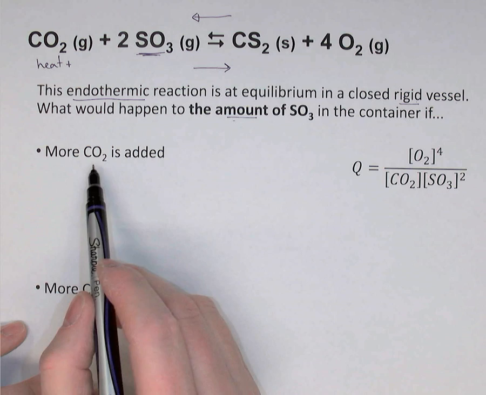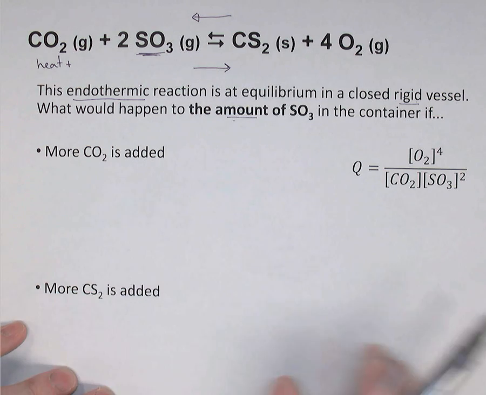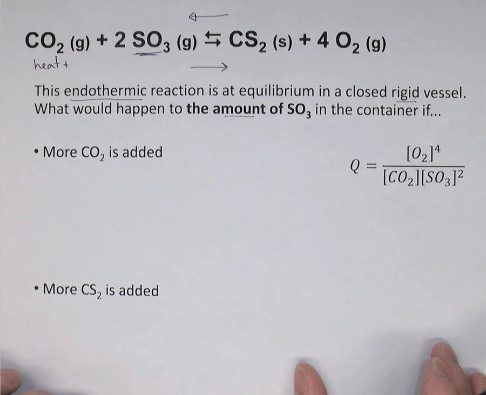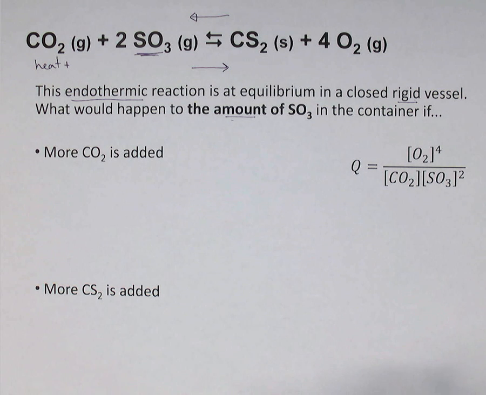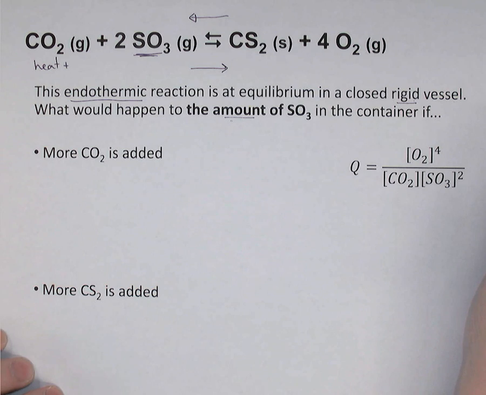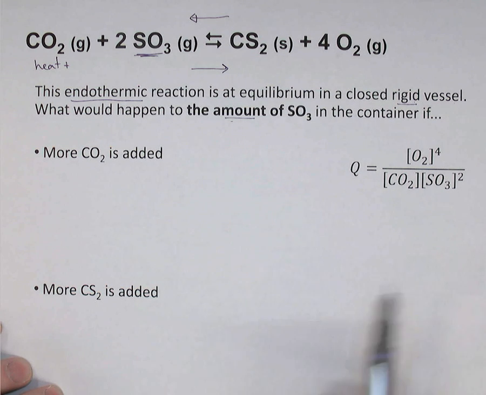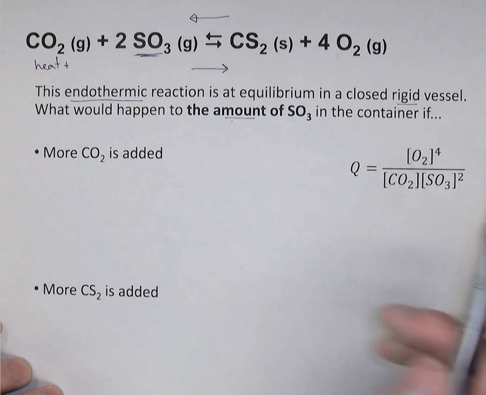So what happens if CO2 is added to the system? I'm going to try to give you two different explanations here, both of which are acceptable for the AP exam, and they both avoid using anthropomorphic language. We're going to try to avoid talking about the system or the reaction wanting to do something. The system doesn't want to do anything. It has no emotions, right?